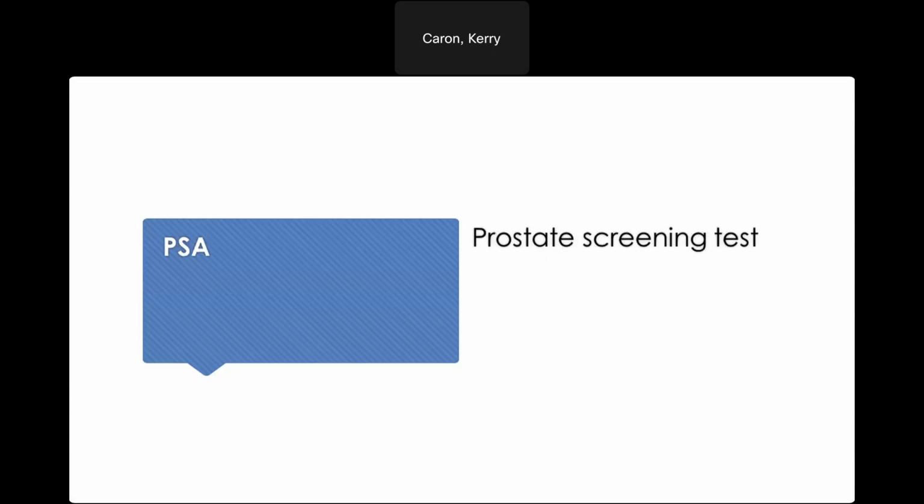Now, if someone has BPH and they have a blood test called a PSA, that's the prostate screening test. So BPH, or benign prostatic hypertrophy, with a positive PSA means it's likely prostate cancer. So this PSA really lets us know if it's cancerous or not.